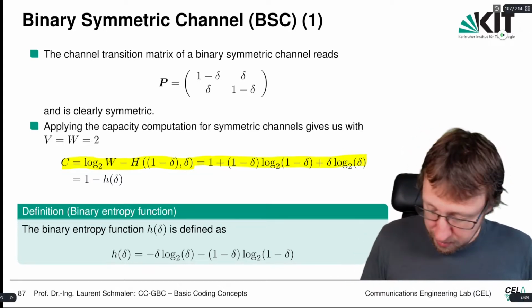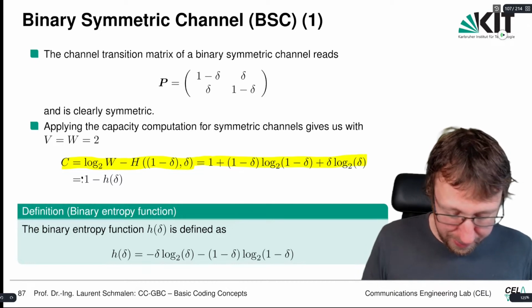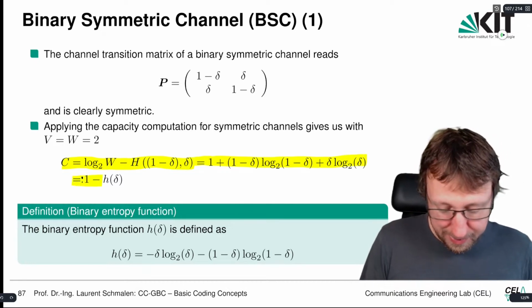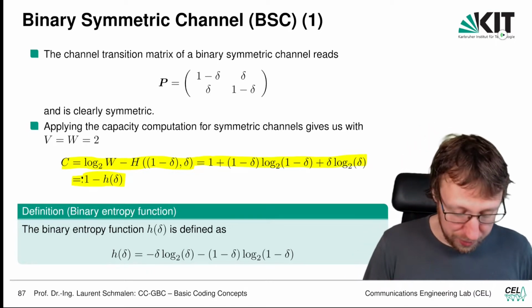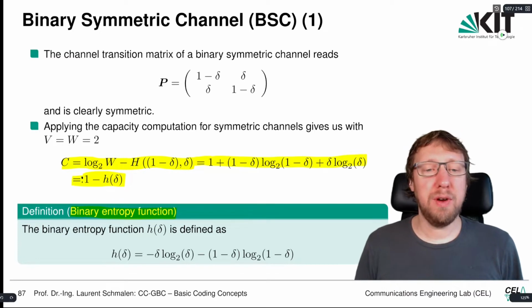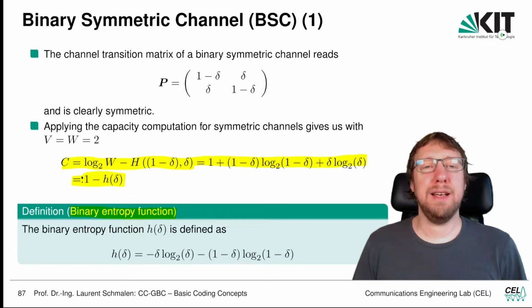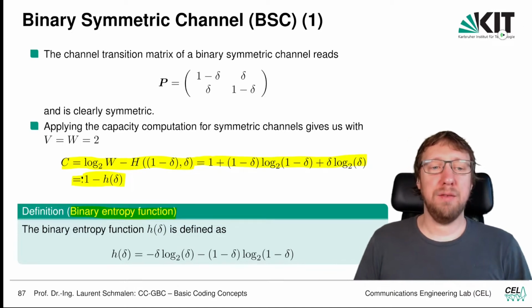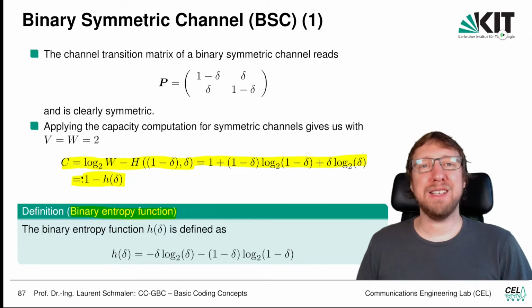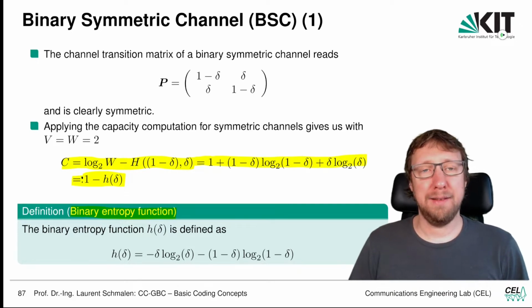And this is something we define as 1 minus h of delta, where h of delta is the so-called binary entropy function. The binary entropy function is very often used. That's why we give it a special letter. It's lowercase h of delta. And it's defined as minus delta times log 2 of delta minus (1 minus delta) log 2 of (1 minus delta). The capacity of the binary symmetric channel is just 1 minus the binary entropy function of delta.